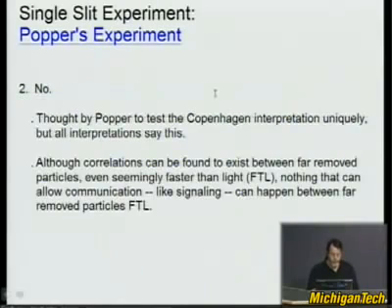Popper thought that he was testing the Copenhagen interpretation. But subsequent analysis indicated that he really wasn't, that all the physical interpretations, many worlds, ensemble, Copenhagen, even other ones, would pretty much say the same thing. The answer, though, is no. Although correlations can be found to exist between far-removed particles, even seemingly faster than light, as we'll see with the Einstein-Podolsky-Rosen experiments and things like that, nothing can allow communication like signaling to happen between far-removed particles faster than light.